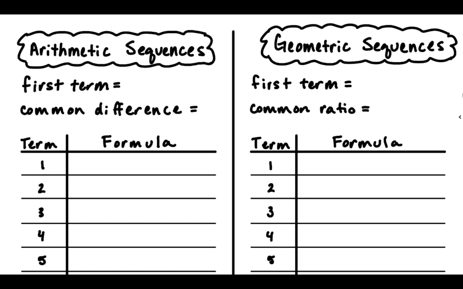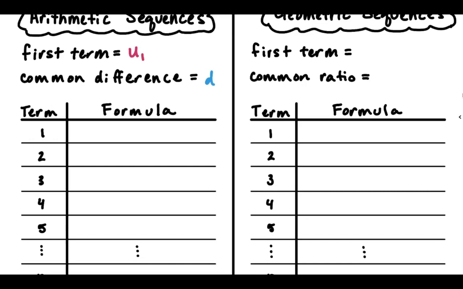So our first term, that's u sub 1, right? That's the symbol for the first term. And arithmetic sequences have common differences. That's the number we're adding every time. So we're going to call that d for common difference. Okay, so given that, let's find some terms in our sequence.